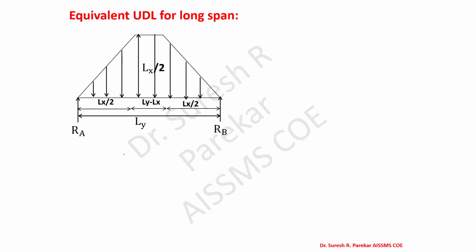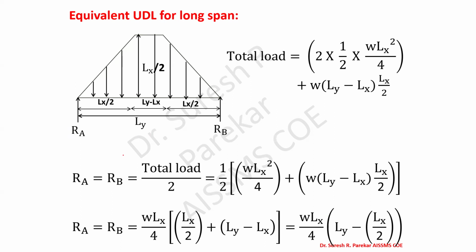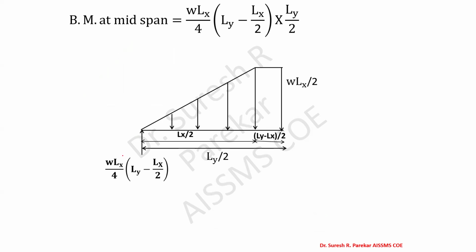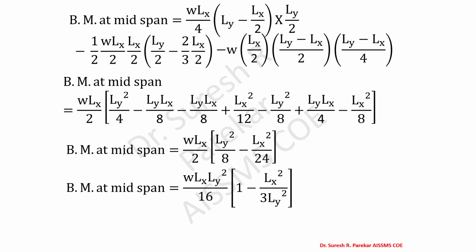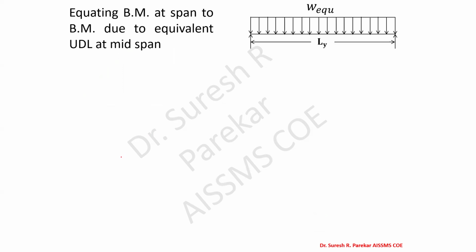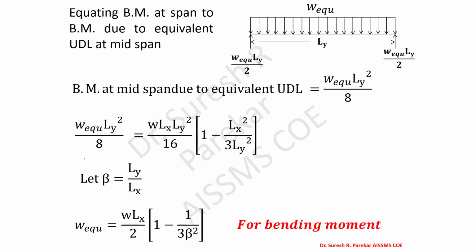Now, if we go trapezoidal, in the same way we first find reactions. The total load is calculated, with half the reaction on both sides. After the reaction, we find the bending moment at the center, that is at mid-span. That value of bending moment at mid-span we equate with the equivalent, W equivalent L square by 8. From this we get beta, Ly by Lx. Here we have to keep in mind this is Ly square, and then we convert it into Lx.